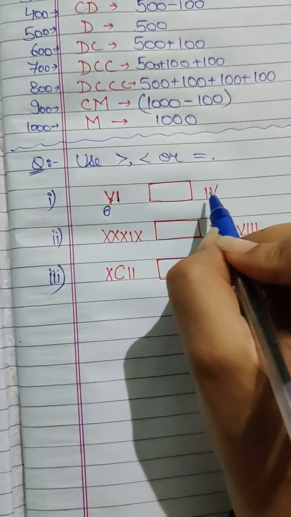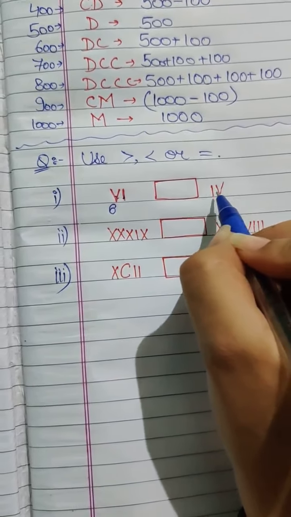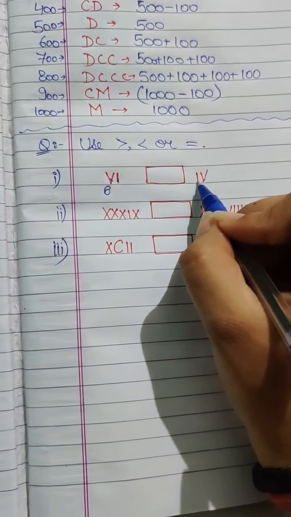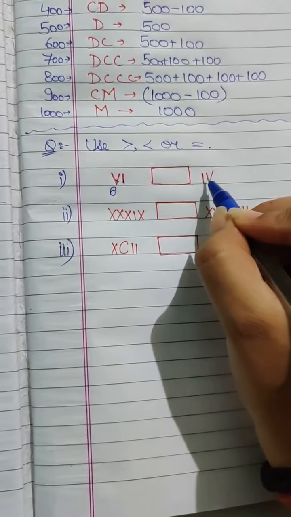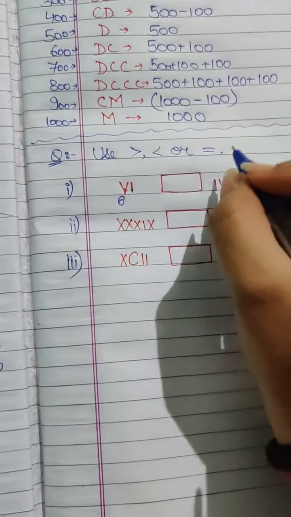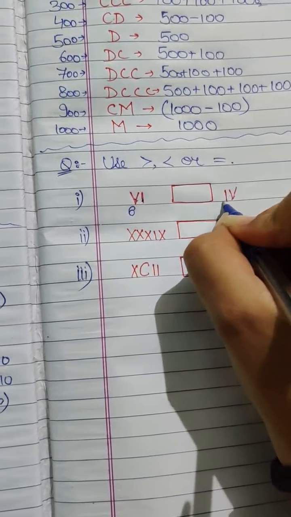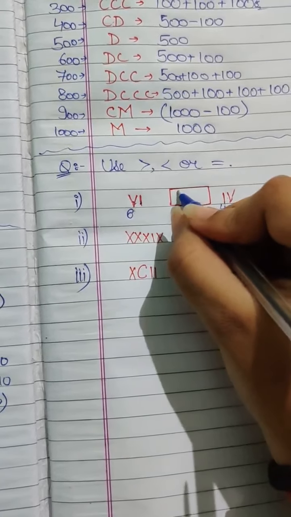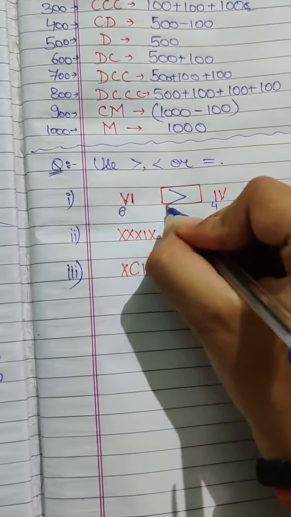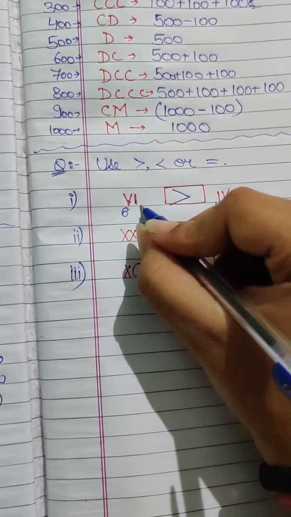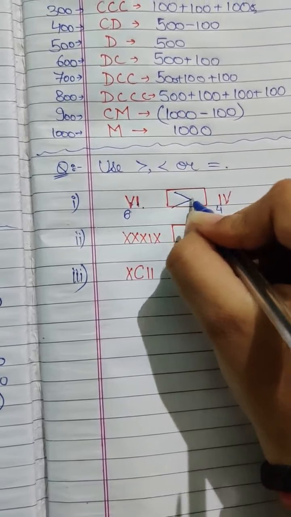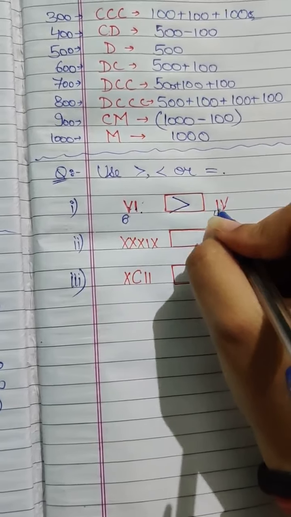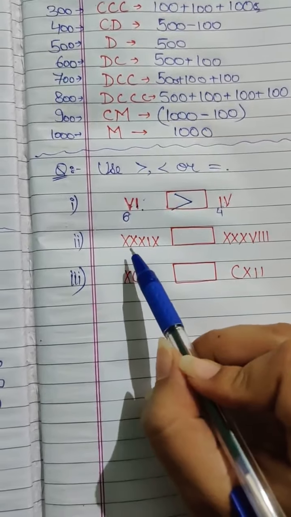Okay. Then V is 5, I is 1. We have mentioned 1 before V. That means we have subtracted. Then 5 minus 1 is 4. Then which one is greater? 6 is greater. So we'll open the mouth on this side and we'll keep the beak at this side. That means this one is greater than this. Let's come on to second one.